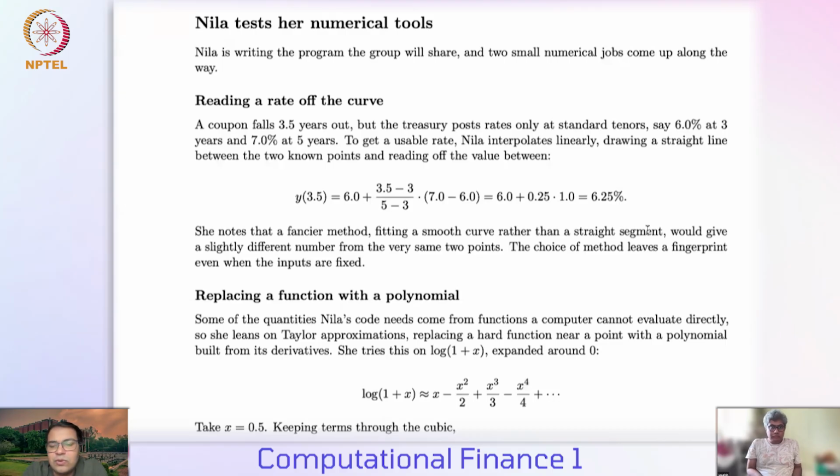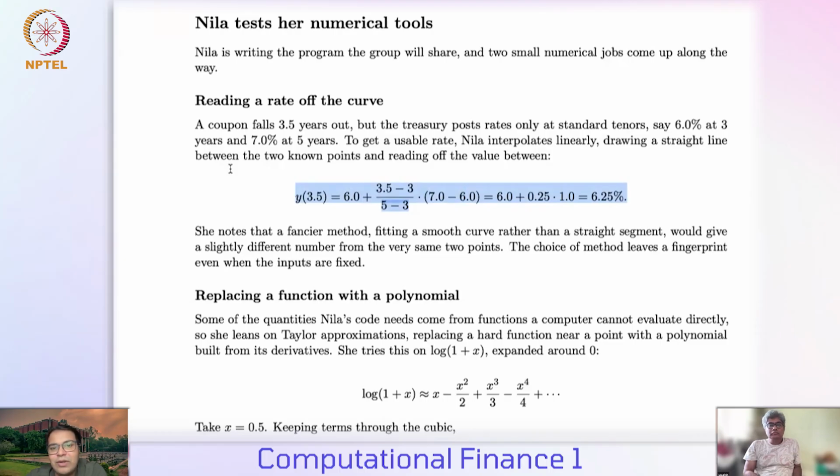Well, one way is to do linear interpolation. So geometrically, that is pretty clear how you would do it, right? You would connect the 3 and the 5 point, and then you would find out the point corresponding to 3.5, right? But algebraically, how do you do it? So this is basically the application of the formula that you had seen generally in the lecture. We basically want to find out the rate corresponding to 3.5, and we basically have the rate corresponding to 3, which is 6.